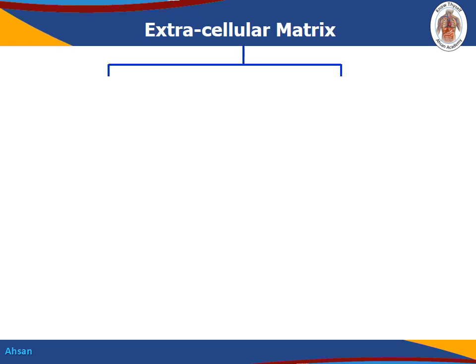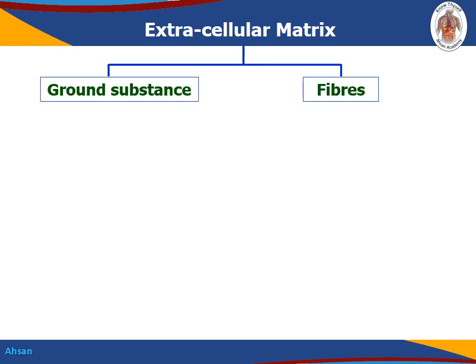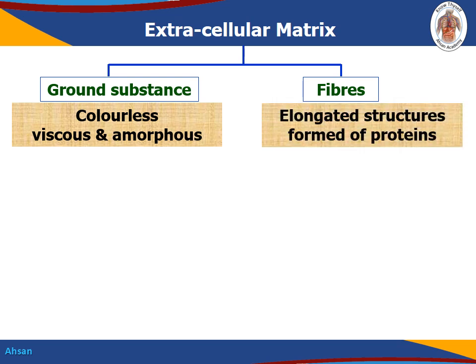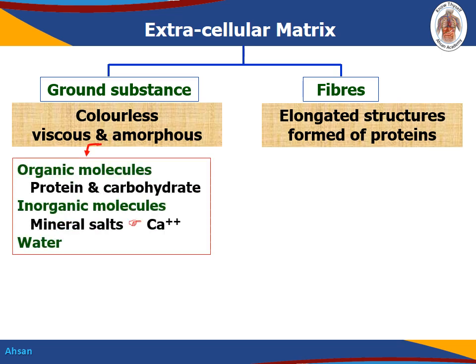Extracellular matrix contains two components, ground substance and fiber. Ground substance is the fluid part, and it is colorless, viscous and amorphous, meaning no shape is there. The fibers are elongated structures formed of proteins. This ground substance contains organic molecules like protein and carbohydrate, and inorganic materials like mineral salts. Calcium is an important component, and all are present in water soluble form.